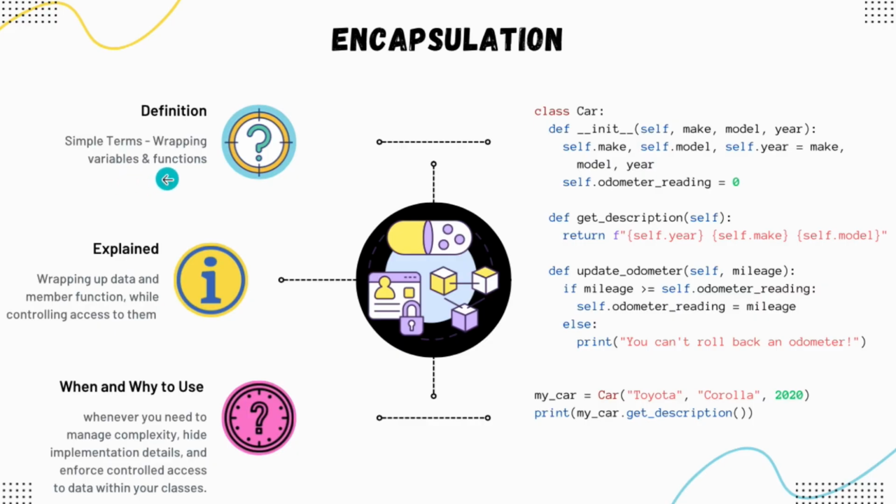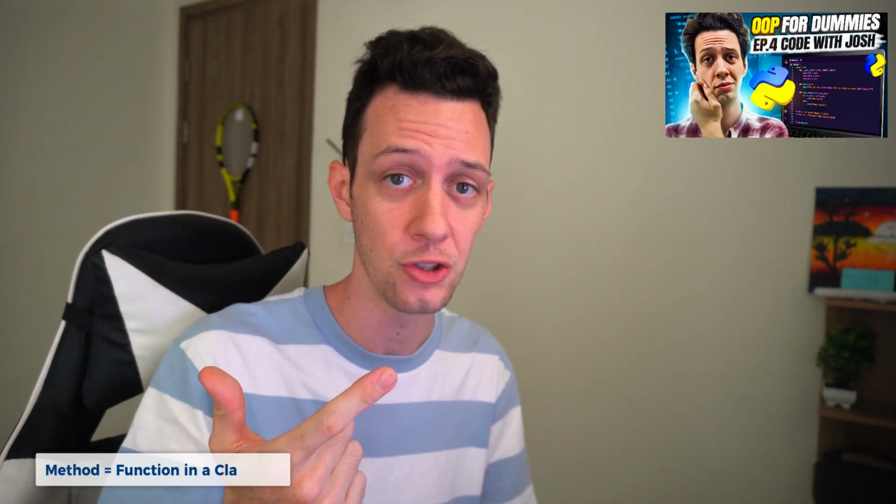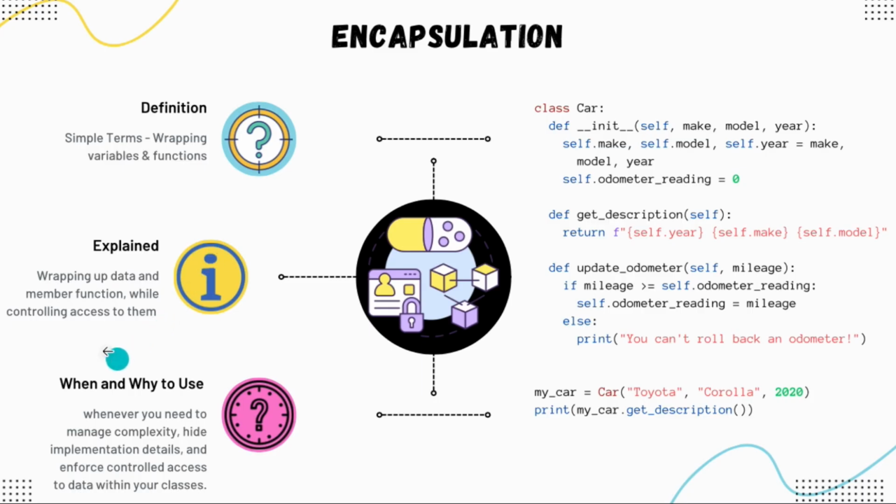So really encapsulation in simple terms is just wrapping variables and functions together. Now remember, a variable in a class is called a property, and a function in a class is called a method. But encapsulation is grouping relevant variables and functions together so we can build from that. And really explained, right, we wrap up data and member functions while controlling access to them. When and why do we use this? Well, whenever you need to manage complexity, hide implementation details, as well as limit control to functions in your overall program.